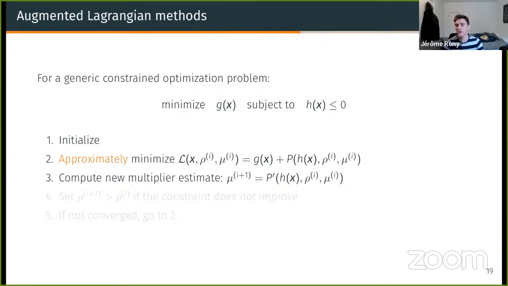And that choice, I mean, it seems like it comes out of nowhere, but it's actually optimal in the case of strong duality. And it works quite well even when strong duality doesn't hold. And then you also increase rho, so the penalty tends towards an ideal penalty if the constraint does not improve, and that makes your gradient bigger, which means there is more incentive to go to the feasible region. And if it's not converged, you go to step 2 and you start again.